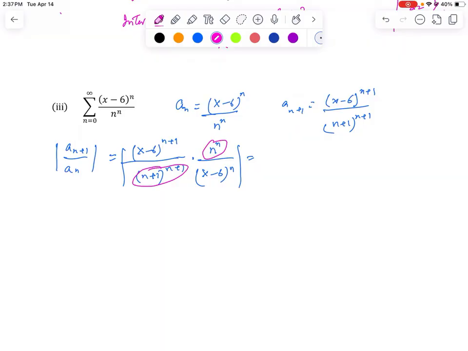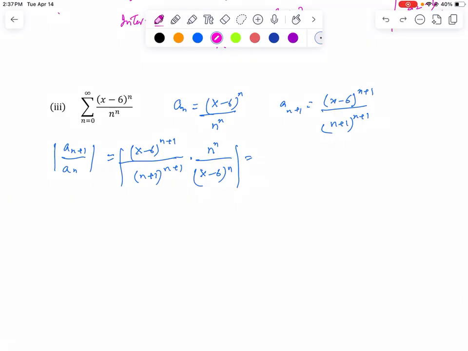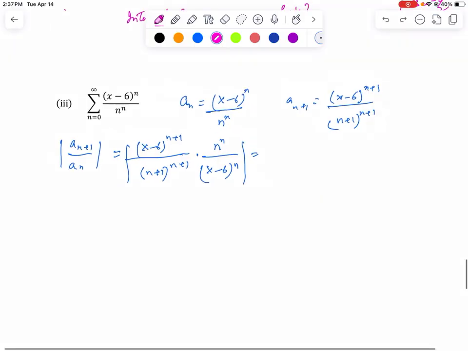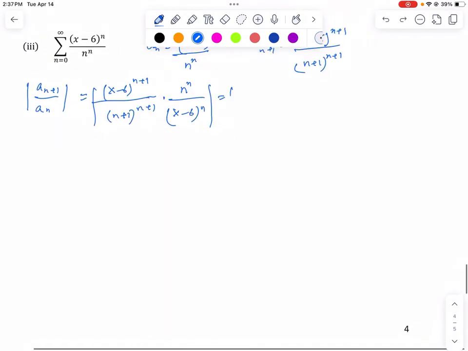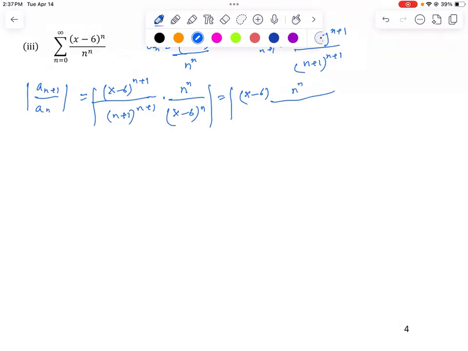So what we do, we see this x minus 6 to the n plus 1 over x minus 6 to the n gives us x minus 6 term, just one factor. So I have x minus 6, and then I keep this one as n to the n, but the bottom one can be split as n plus 1 to the n times n plus 1.